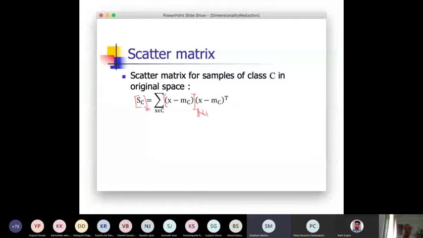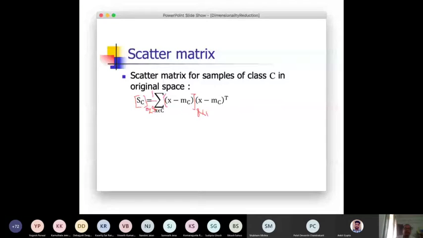So how is it different from the covariance matrix of the set of data points? What should I write here in the equation that would convert this scatter into a covariance matrix of that set of data points? You have to divide by the total number of samples. That's right. So I have to divide by the total number of samples of this set.